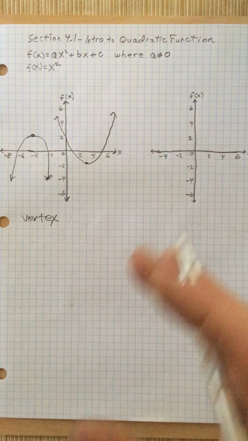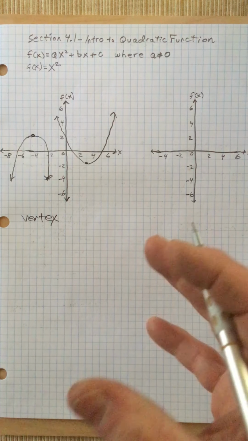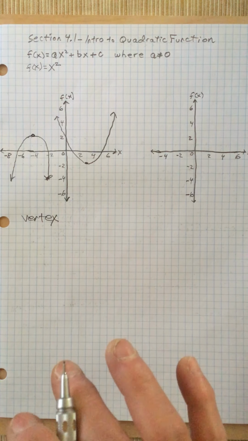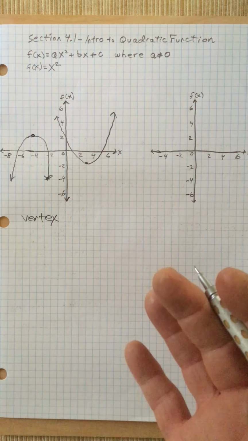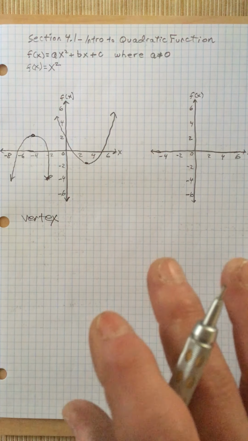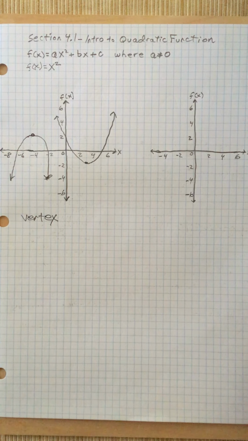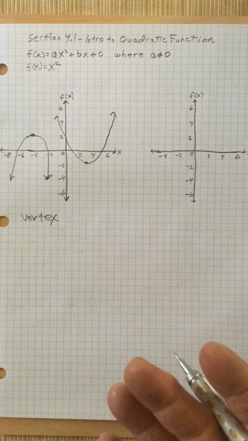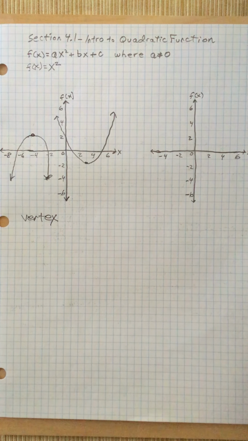The vertex is a point that we'll use later on for solving application problems in a couple sections down, and it'll also be important for drawing the graph of a parabola, which we'll do in the next section.